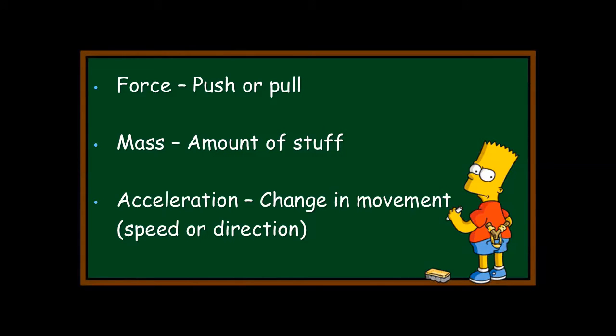Okay, so let's make sure you understand these things. A force is a push or a pull on an object, simple enough. Mass is the amount of stuff that something is made of. We've talked about that before. And acceleration is a change in movement, meaning a change in the speed or the direction. You might think of acceleration as being speeding up, like a car accelerating. But in science, acceleration includes speeding up, but also slowing down and changing direction, so turning left or right. So any sort of change in movement at all, any way that you're changing movement is what we call acceleration.